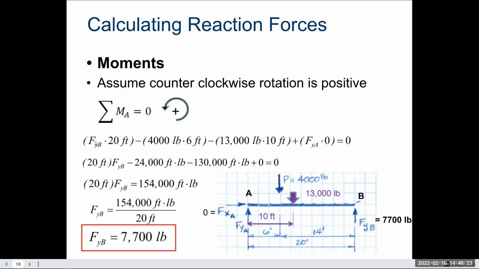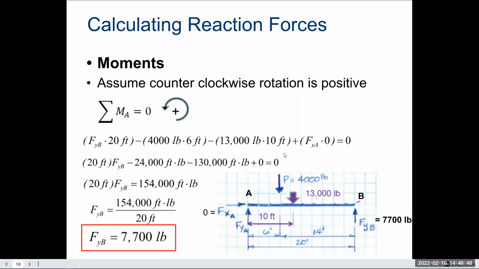So I've got force B that's coming this way. It is 20 feet away from the pin, so that would be 20 times force B. There's my moment on that side. Next up, my 4,000 pound force, that's force P coming down, and that is 6 feet away. So that's why it's 4,000 times 6 feet from point A. Finally, we have the 13,000 pounds, and that's 10 feet.